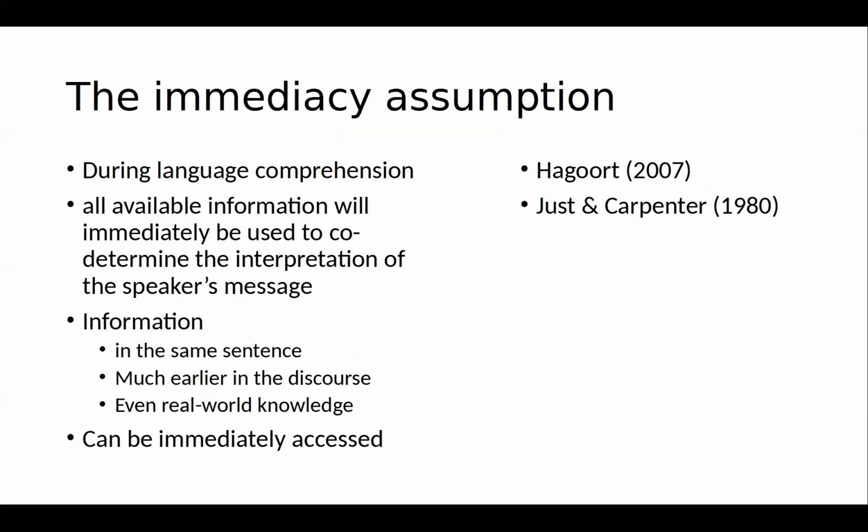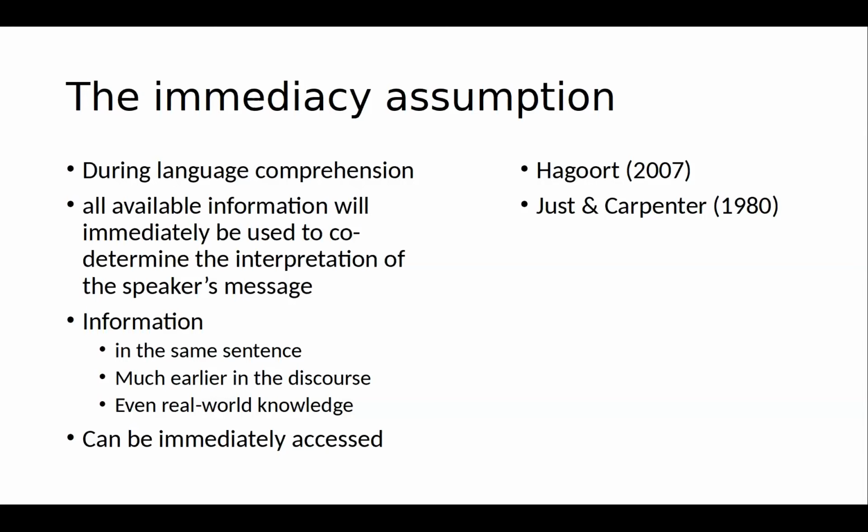In human language comprehension, all available information will immediately be used to co-determine the interpretation of the speaker's message. That means even as you're understanding what I'm saying right now, you're using the words as you hear them, but you're also accessing information earlier in the sentence, even earlier in the paragraph, and even earlier in your world knowledge. So there's a paradox as to how we can have immediate access to knowledge on all these different timescales.